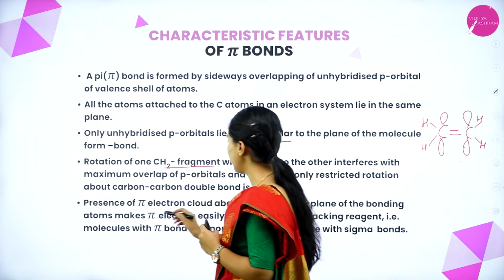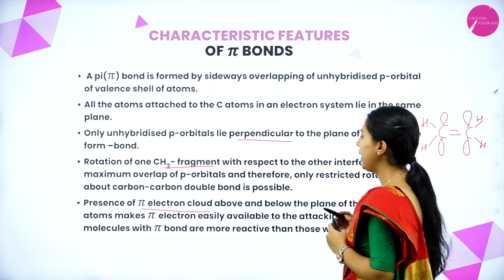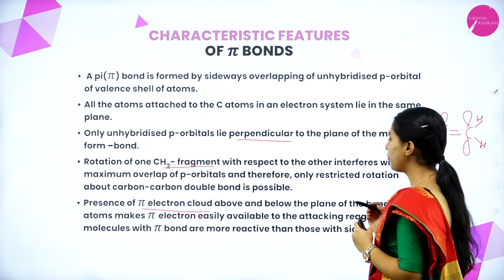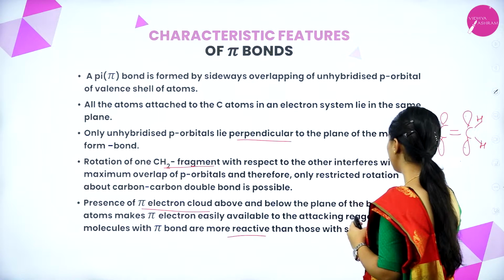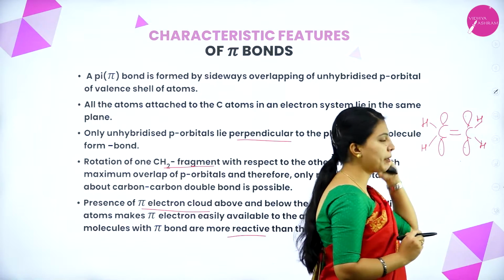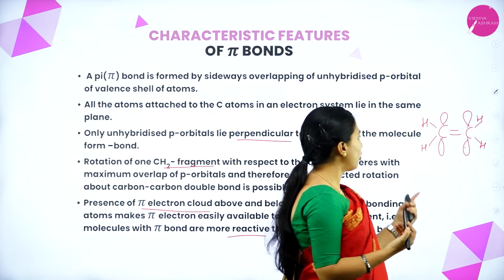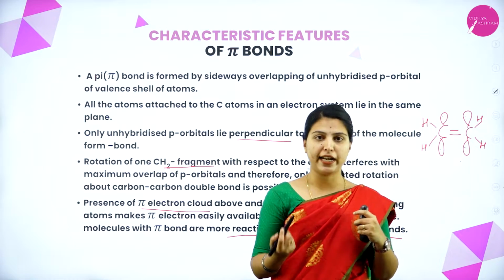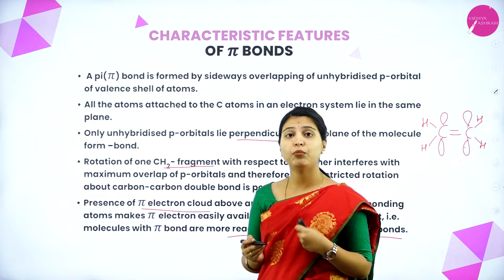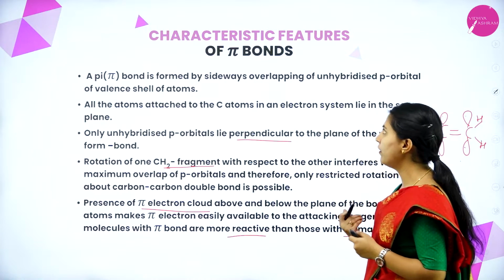The presence of a pi electron cloud above and below the plane of the bonding atoms makes pi electrons easily available to the attacking reagent. So molecules with pi bonds are more reactive than those with only sigma bonds. What will happen? These p orbitals are perpendicular to the plane. If an attacking reagent comes to attack, automatically this p orbital will get attacked. That's why we consider that pi bond electrons are more reactive than sigma bonds. These are the characteristics of pi bond.